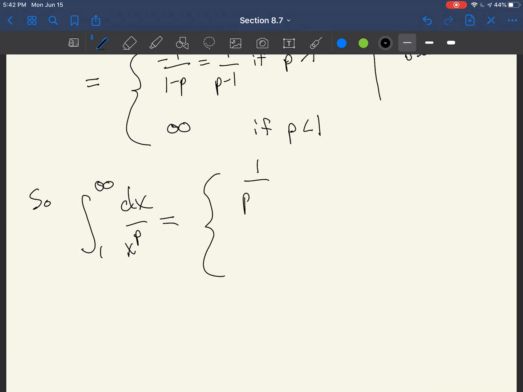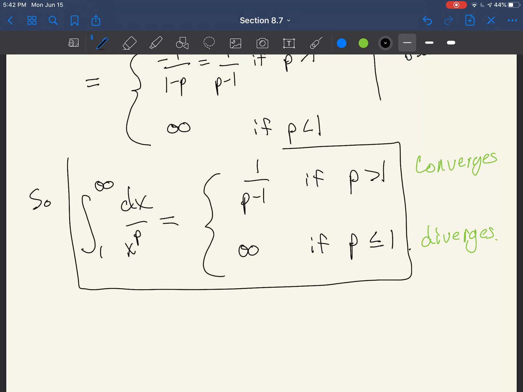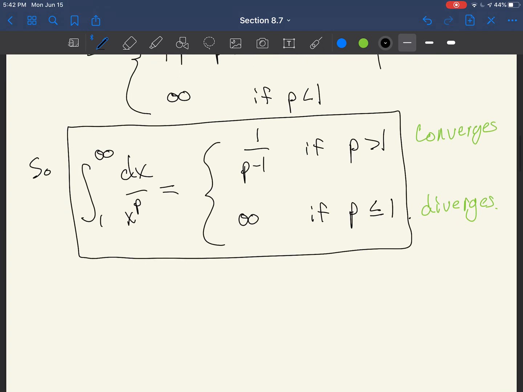So the integral from 1 to infinity of dx over x to the p is either 1 over p minus 1 if p is greater than 1, or it is infinity if p is less than or equal to 1. So in other words, it converges for p greater than 1, and it diverges everywhere else. That's the main thing to take away here.